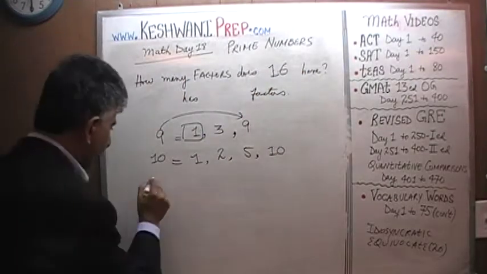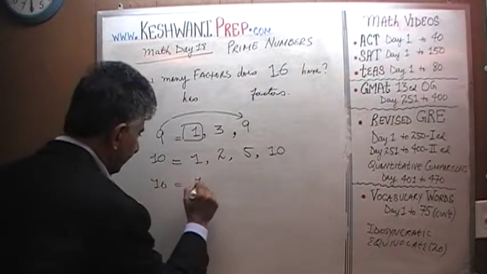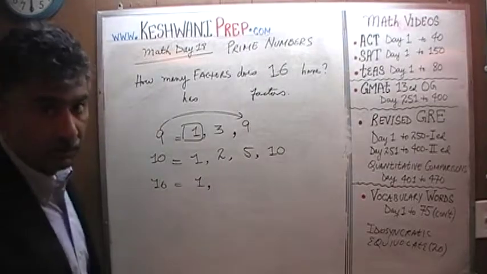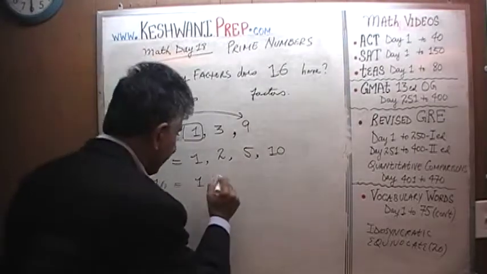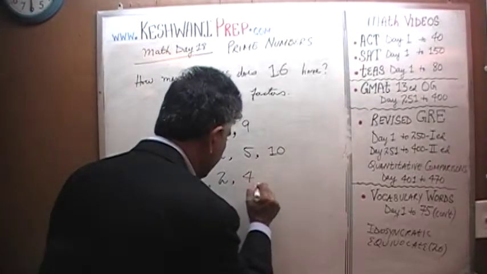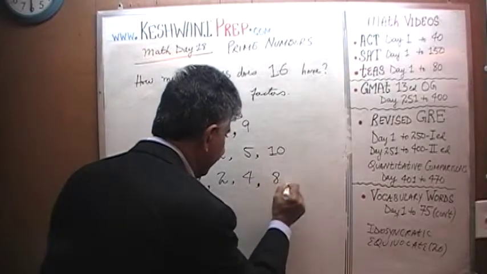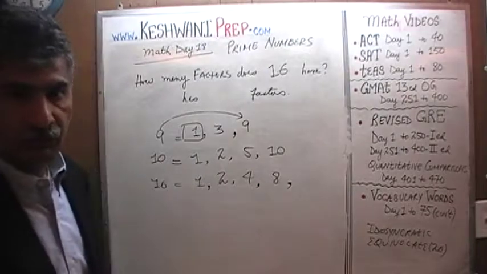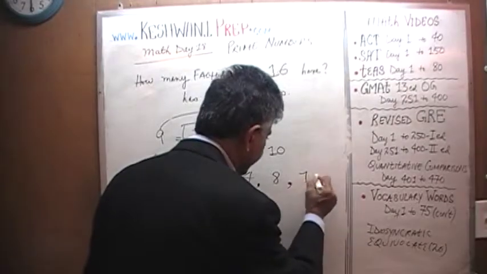Let's do one more. How about 16? Well, 16 again can be divided by 1. Any number can be divided by 1, obviously. 16 we can divide it by 2. 16 can be divided by 4. 16 can also be divided by 8. And 16, of course, can be divided by 16 itself.